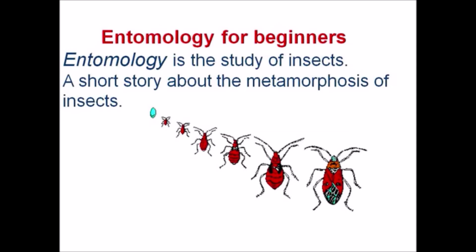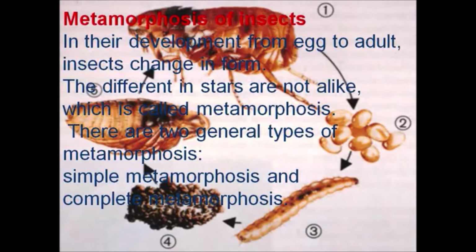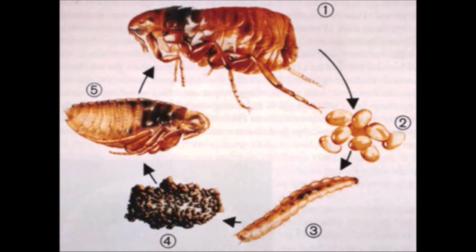Entomology for beginners. Entomology is the study of insects, a short story about the metamorphosis of insects. Metamorphosis of insects. In their development from egg to adult, insects change in form. The different instars are not alike, which is called metamorphosis. There are two general types of metamorphosis: simple metamorphosis and complete metamorphosis.